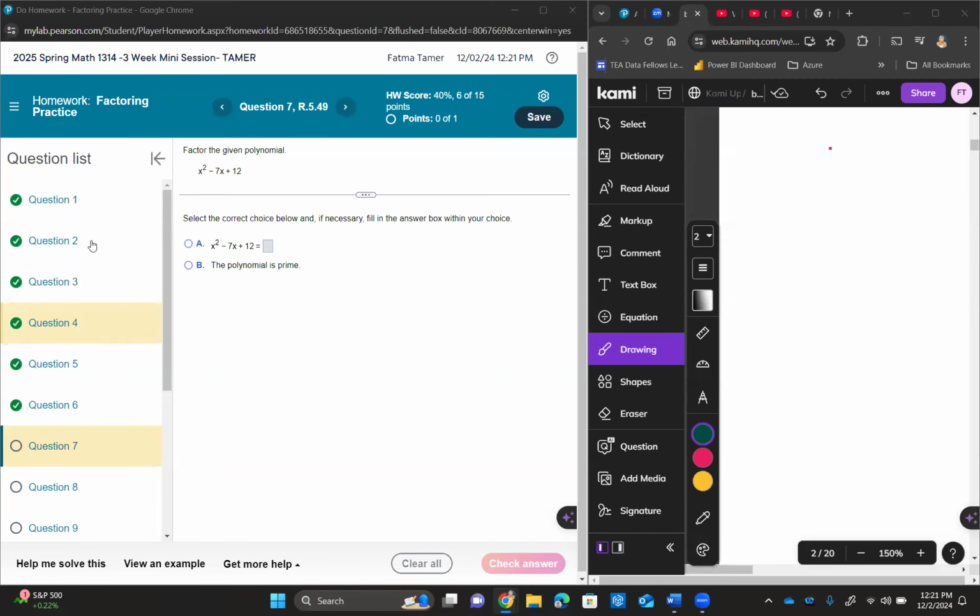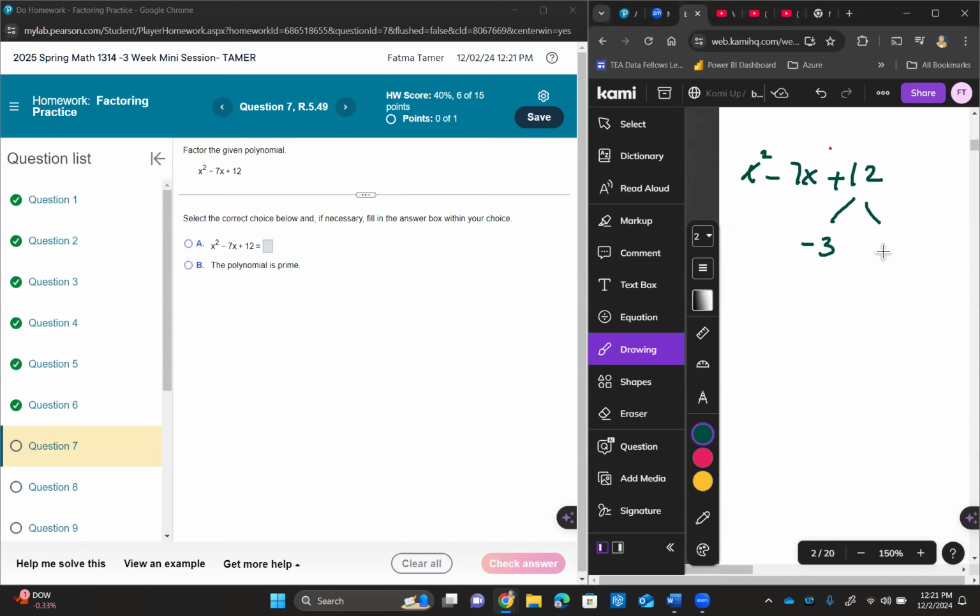Next question is another trinomial that we're going to factor. So it's x squared minus 7x plus 12. This time the last number is positive 12. So I need to find two numbers. When I multiply, their product is positive 12. But when I add them up, their sum must be a negative 7.